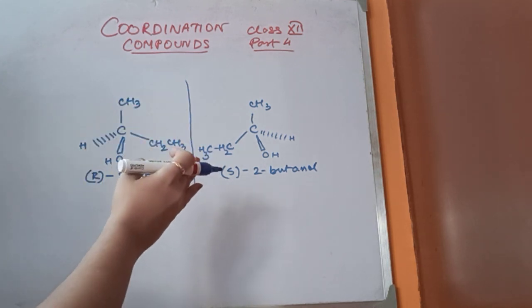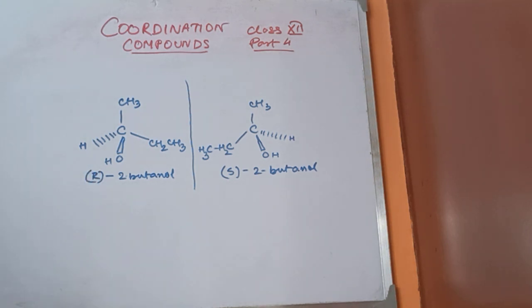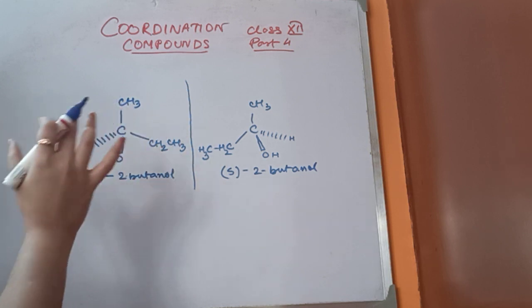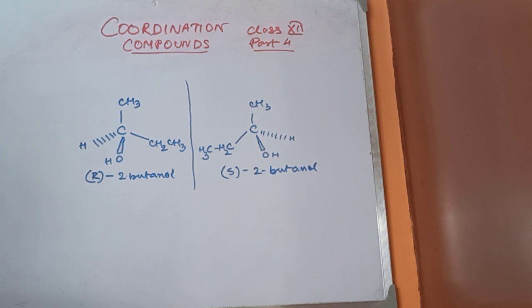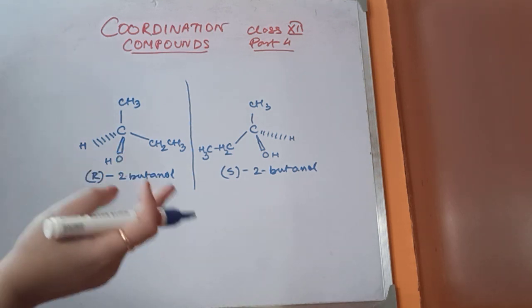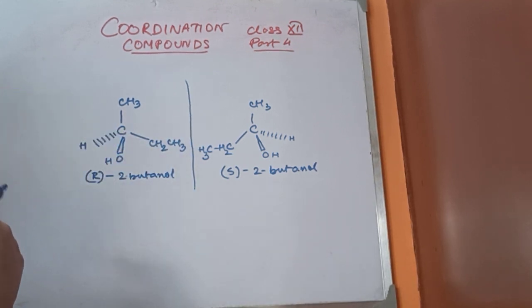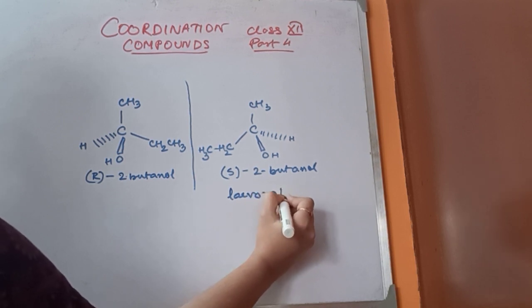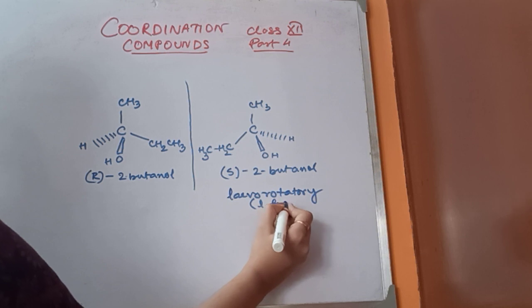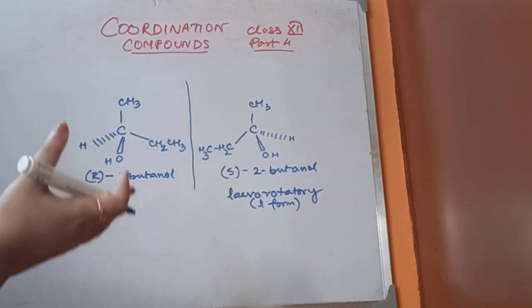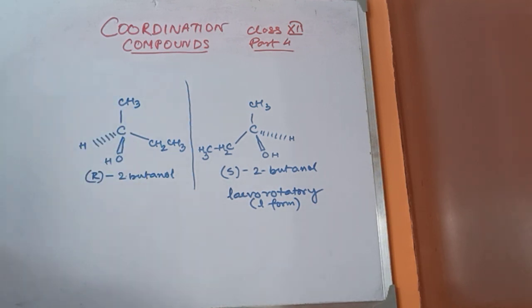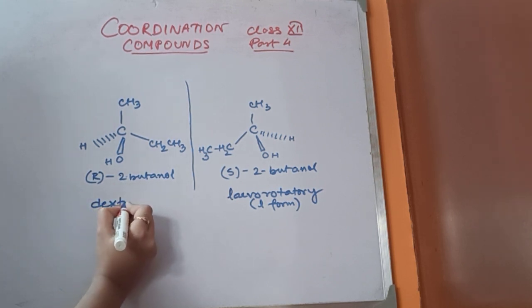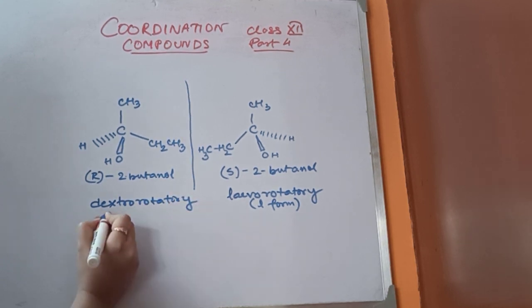In case of an optically active compound, if a plane polarized light is passed through these compounds, one of the isomers will rotate the plane of the plane polarized light towards the left and the other isomer will rotate it towards the right. The one which rotates the plane of plane polarized light towards the left is known as levorotatory or L form. And the one which rotates it towards the right is dextrorotatory or D form.